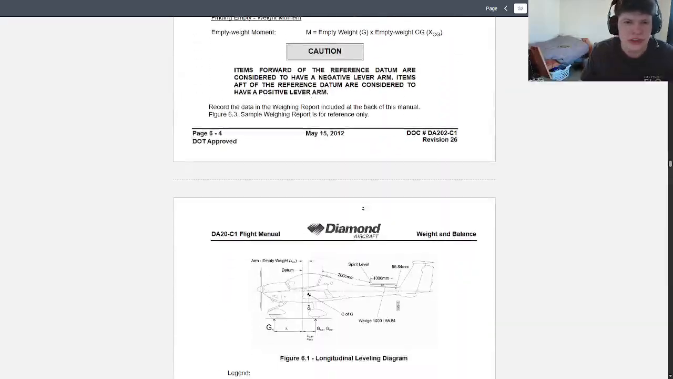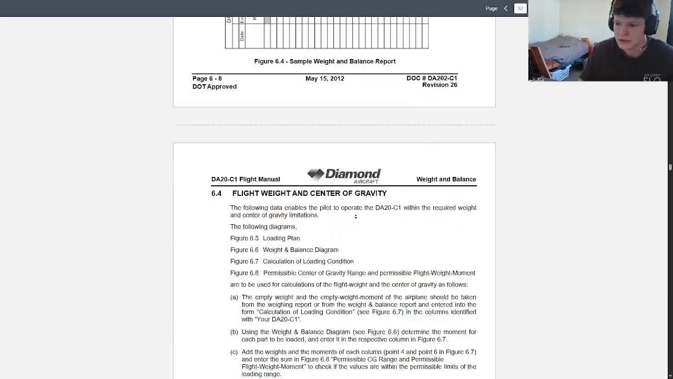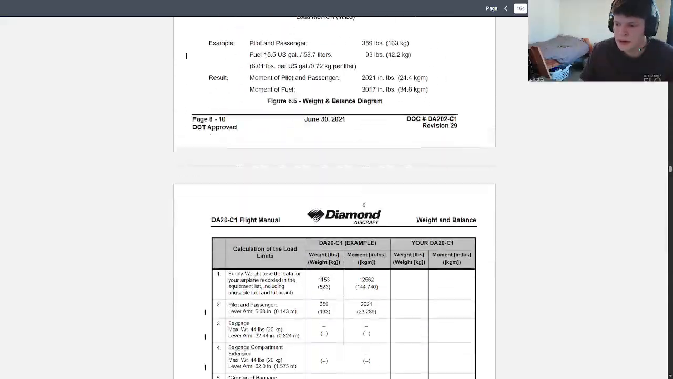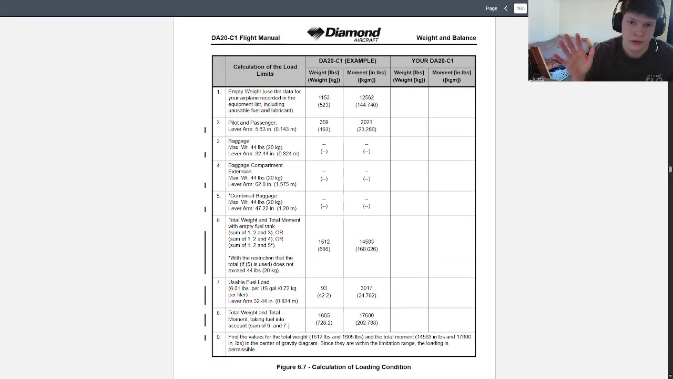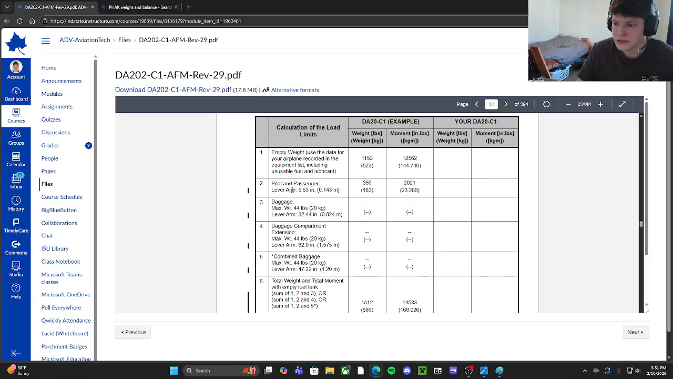And at this point, we're just getting the numbers that we're going to need that are going to be a necessity for us to do these calculations. So keep going down through. Right here is the table that it looks like for a Diamond DA20 right here. So we can find our arms, that distance from that imaginary datum line to where our spot is at, and now use that for our calculations. So if I look at this, pilot and passenger, lever arm is 5.63 inches. We're going to want to use inches because we're in America, but I guess if you were in Britain or something, you would use meters.